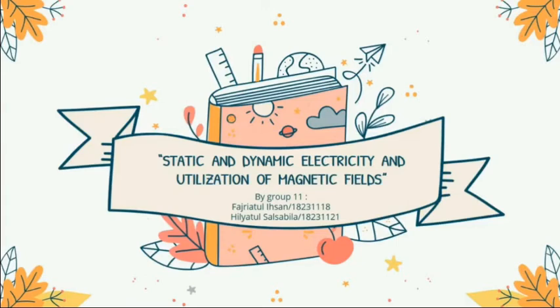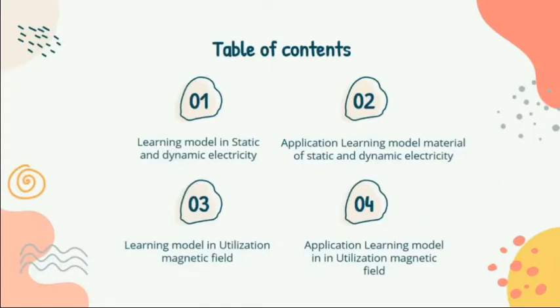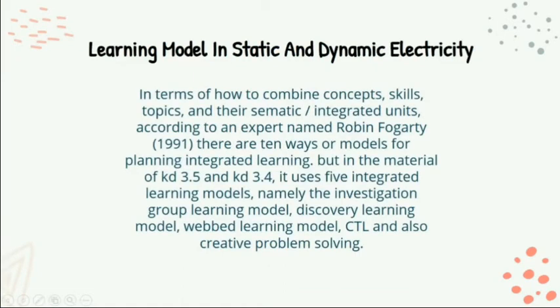We will discuss learning models and their implementation in the material of static and dynamic electricity, and also the utilization of magnetic fields. Next is the table of content. The first point is learning models in static and dynamic electricity. The second point is application of learning models in the material of static and dynamic electricity. The third point is learning models in utilization of magnetic fields, and the fourth point is application of learning models in utilization of magnetic fields.